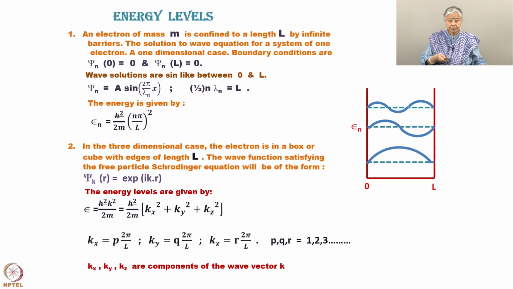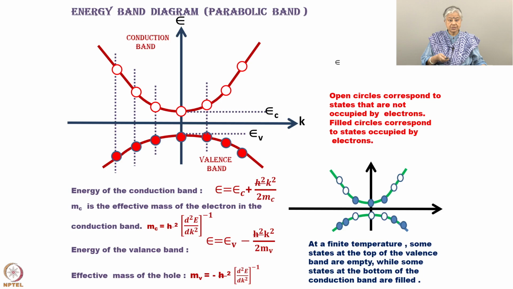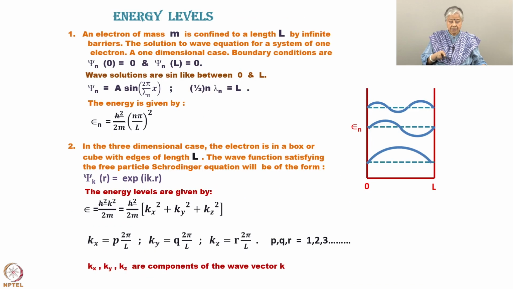Now, let me go to this. If you have noticed, just see this E is equal to h cross square k square upon 2m. This is an equation of a parabola, all right. So these energy levels are following this parabolic equation.